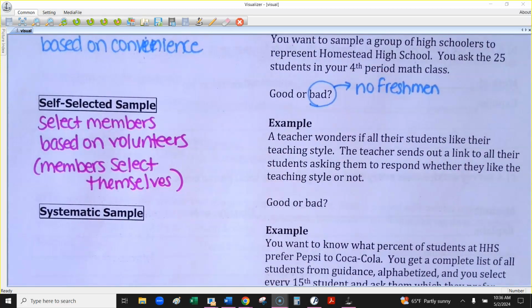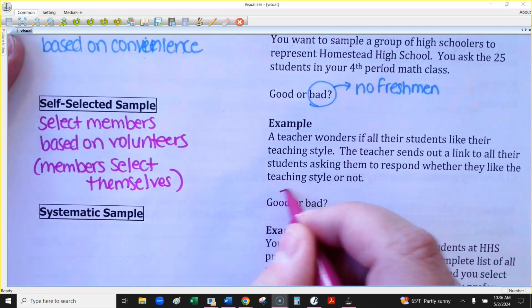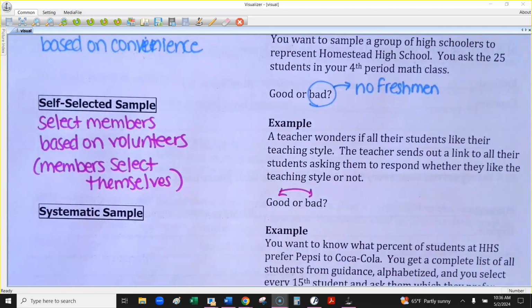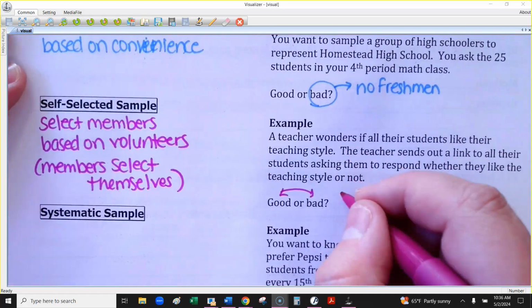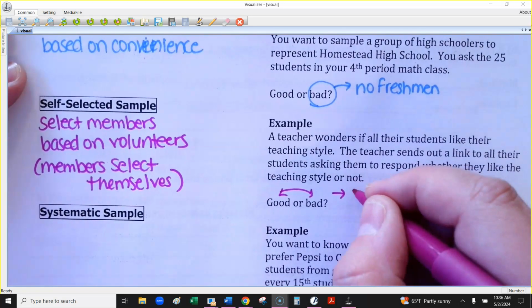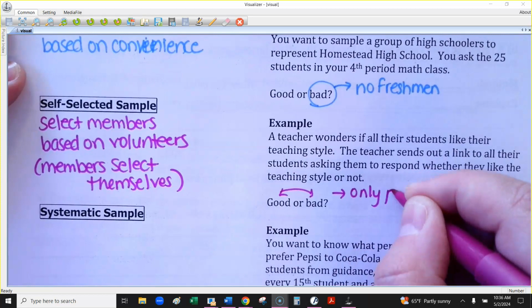In this little example, the teacher wonders if all their students like their teaching style. The teacher sends out a link to students asking them to respond to whether they like the teaching style or not, like a little survey. Now I would say this kind of depends. This could be good information, it could be bad, but basically here, I'm only representing the people who respond.